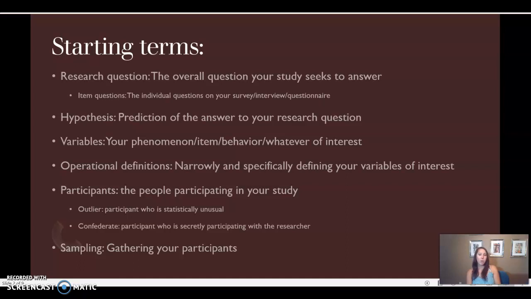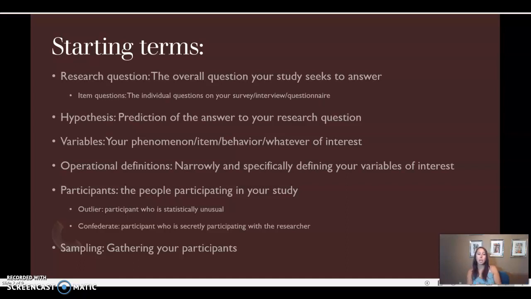So if I wanted to do a study where I'm going to come into the classroom and act in a way that's crazy and test your response to it, a confederate would be if there was one person in the class that was in on it. You knew what I was planning to do, and I had told you to behave in a specific way to see if that was going to impact what the rest of the class did. So a confederate is a participant who is secretly participating with the researcher.